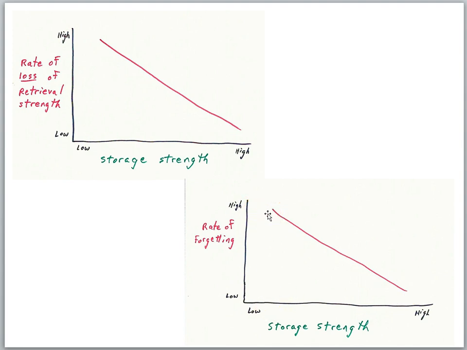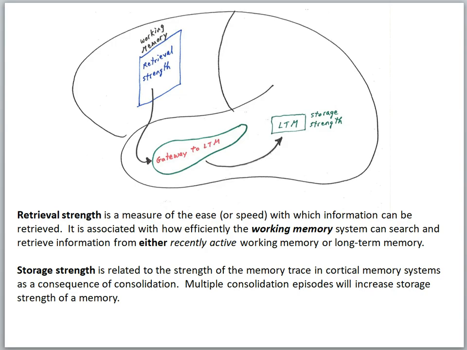So, of course, if we want to be lifelong learners and we want to learn things, we want to store information in a strong way so that we don't forget that information. When we store information strongly, we will forget it less quickly. If we don't make a strong storage of the information, we will quickly forget it.